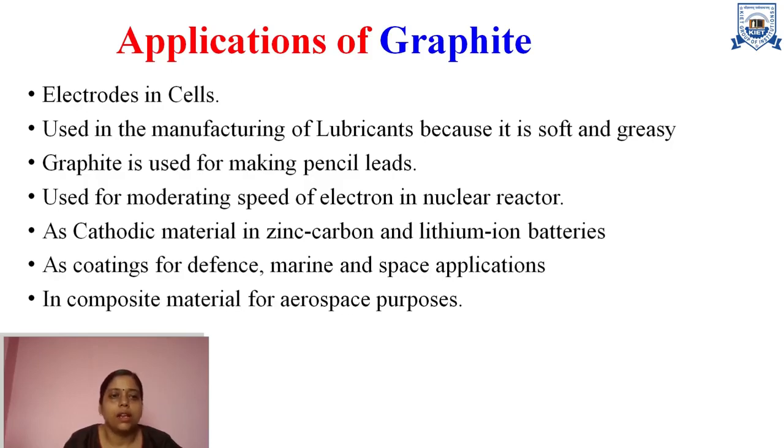Applications of graphite. It is used for manufacturing of electrodes in cells, and for the manufacturing of lubricant because it is soft and greasy. It is used for making pencil leads, for moderating the speed of electrons in nuclear reactors used for the generation of electricity, as cathodic material in zinc carbon and lithium ion batteries, as coating for defense, marine and space applications, and in composite material for aerospace purposes.